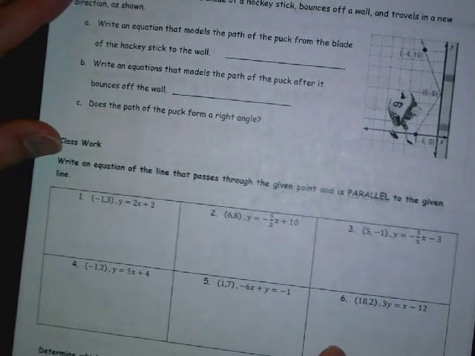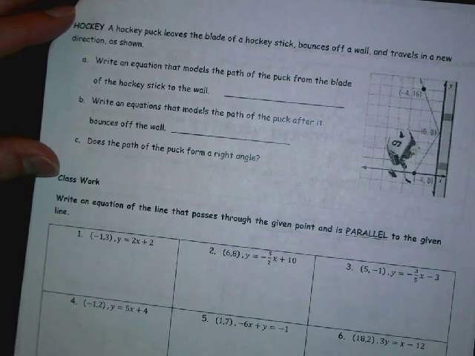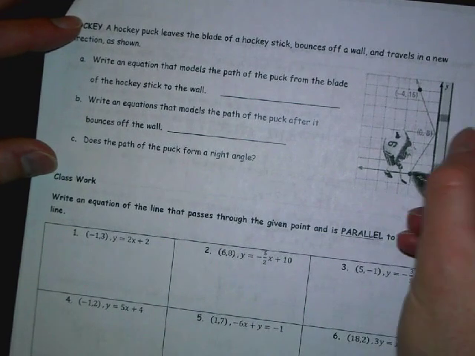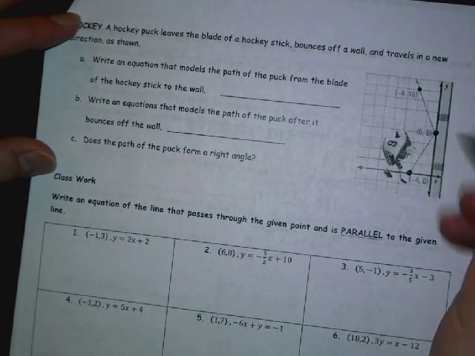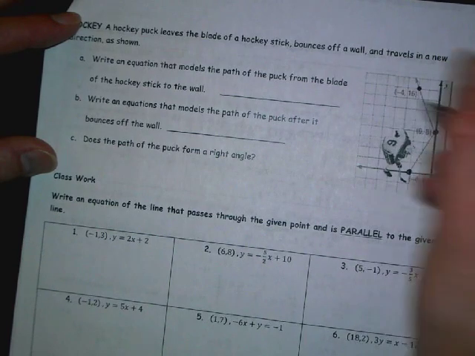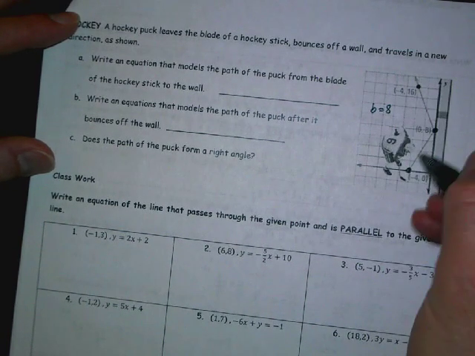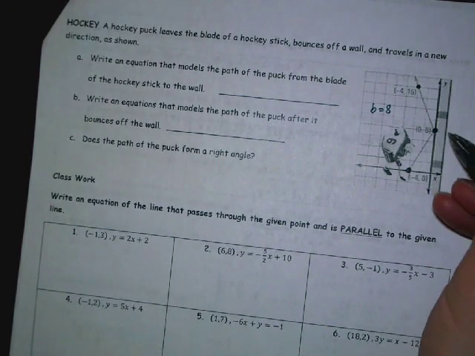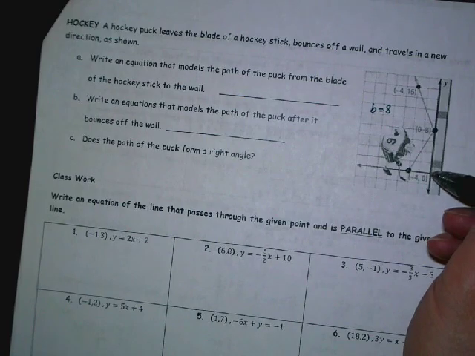All right, so turn the page. And we're going to look at a word problem with perpendicular. So this one says a hockey puck leaves the blade of a hockey stick, bounces off the wall, and travels in a new direction as shown. So write an equation that models the path of the puck from the blade of the hockey stick to the wall. So we need a slope, and we're given a y-intercept here. That says 0, 8. So we know our y-intercept is at 8. So I'm going to put b equals 8.